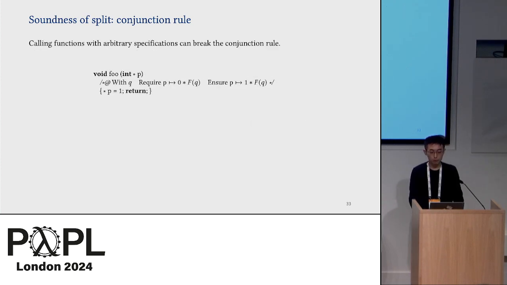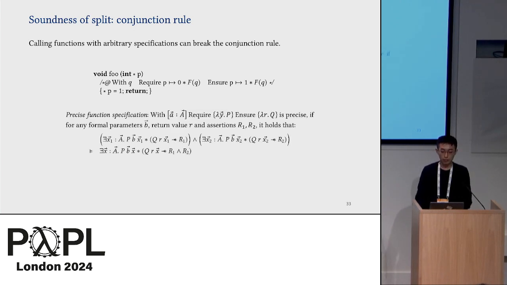Another problem related to the conjunction rule is function calls. Calling functions with arbitrary specifications can also break the conjunction rule. The reason is similar. The logical variables of the specification can have different instantiations in the proof of the same program. We can see this function foo as an example. Here, f is a predicate dependent on the logical variable q, which describes a frame that foo doesn't actually use. So it's possible to find such f that for two different instantiations of q, the specification is conflicting.